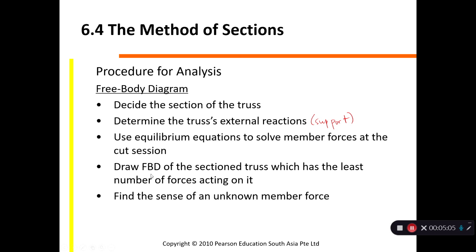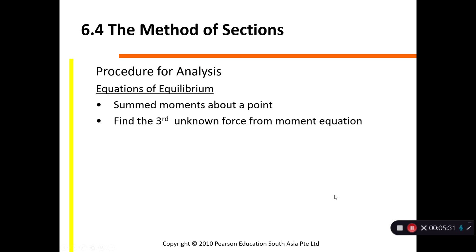Then we draw the FBD of the sectioned truss. Which one do we choose? As you cut, you have two parts, so we choose the one that has the least number of forces acting on it, just to simplify things. Then we find the sense of the unknown member force. We need to find the magnitude and direction of the forces developed in the members. Then we apply the equations of equilibrium.